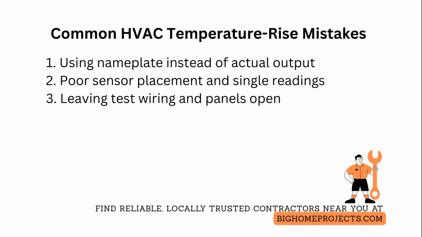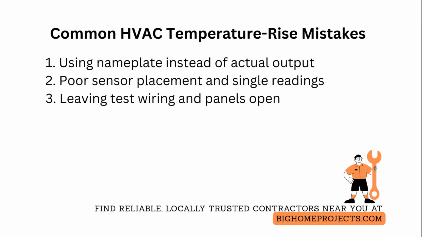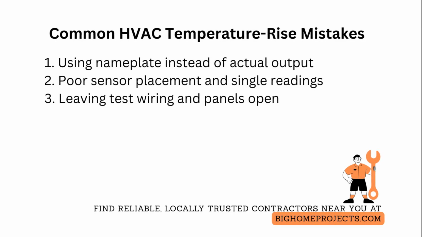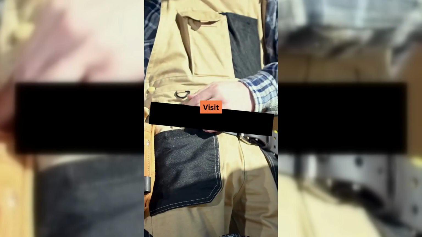Disconnect all test leads and temporary jumpers. Restore factory wire routings. Torque terminal screws to specified values. Replace and secure all panels and covers. And power up the system following manufacturer sequence and lockout tag procedures.